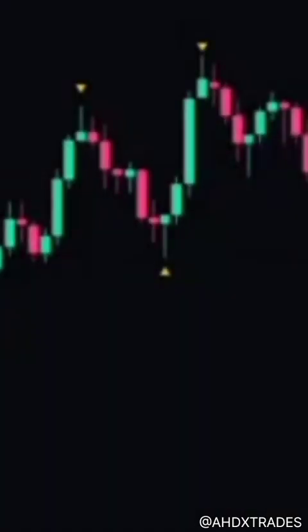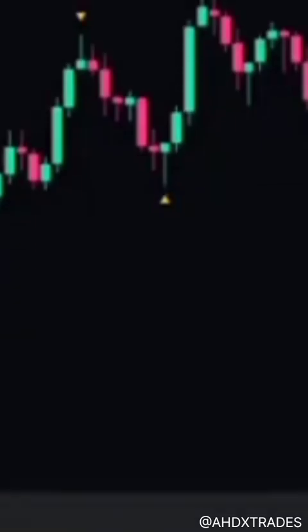Let's start with the fundamentals of the price chart. Identifying the market direction. Supply or demand. Who is in control?